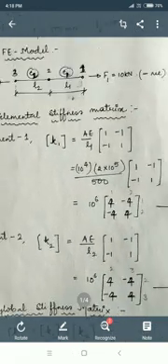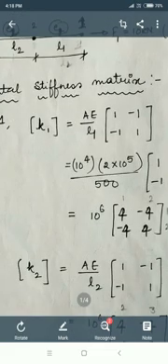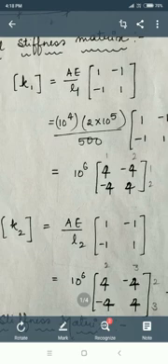Next, we have to find the stiffness matrix for element number 2, K2. The equation remains the same, AE upon L2. L2 is the length of element 2.